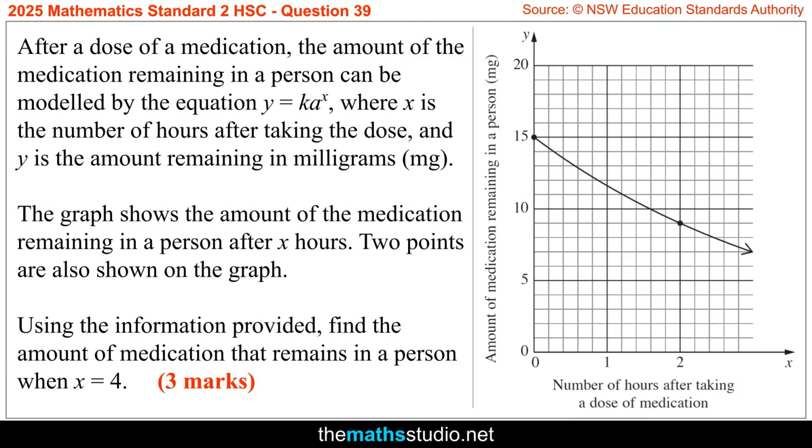Question 39. After a dose of a medication, the amount of the medication remaining in a person can be modeled by the equation y equals k times a to the power of x, where x is the number of hours after taking the dose, and y is the amount remaining in milligrams, mg. The graph shows the amount of the medication remaining in a person after x hours. 2 points are also shown on the graph. Using the information provided, find the amount of medication that remains in a person when x equals 4.